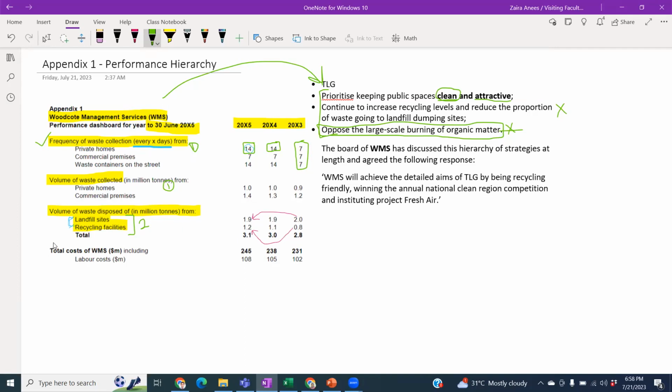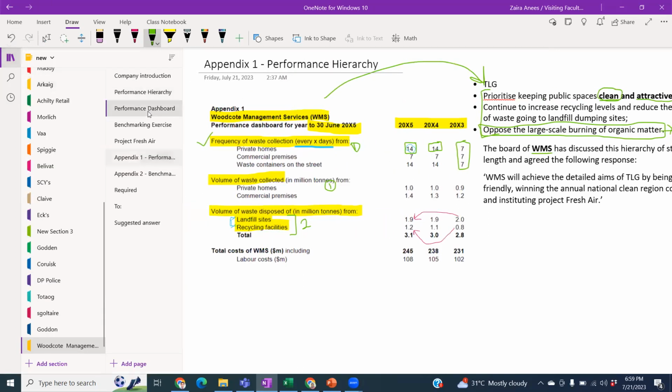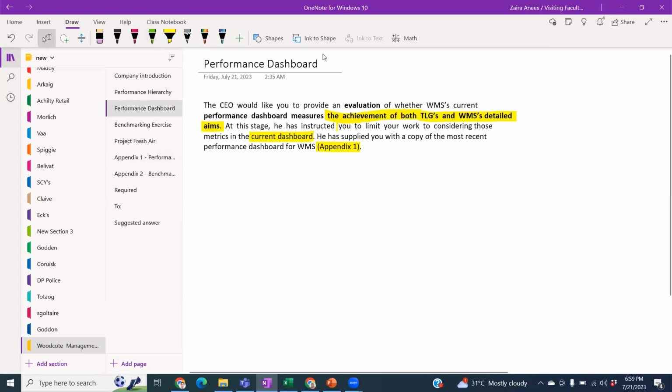Labor cost is actually, see, this appendix is also relevant for benchmarking. So benchmarking, we will use that, right? Okay. The third one, okay, fine. Now let's move to this part. There were two requirements. Now there is another trick. What the students do is they connect it with TLG and then they forget about WMS. The original requirement was to connect it with TLG and WMS both.